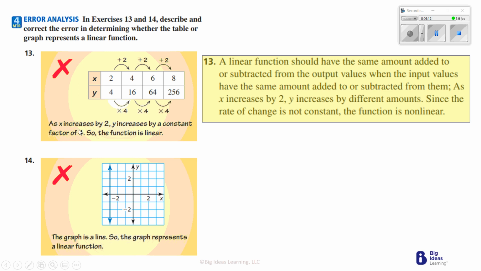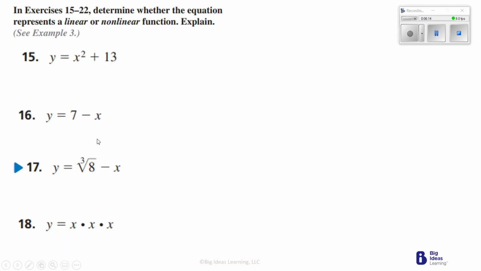All right, let's go ahead. You have number 14 to do. We're going to do number 15. It says determine whether the equation represents a linear function. Now remember, linear means we can write this as y equals mx plus b. First one says y equals x squared plus 13. The minute you have something squared, it is not going to be linear. So number 15 is not linear because this is not in the form of y equals mx plus b. This is in the form of y equals, I guess, mx squared.